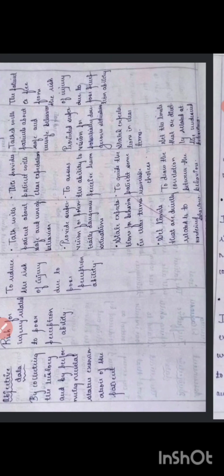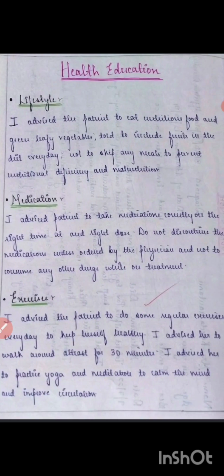Then comes the nursing care plans. So everything I have mentioned in the same way you all have to write. So 3 nursing care plans you all have to explain. Okay. Then comes the health education. So you'll have to give health education to the family. Okay, so you all can tell them about lifestyle, medication, exercises, rest and sleep, hygiene, and follow up.